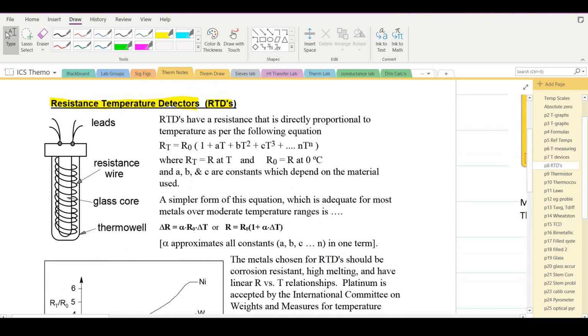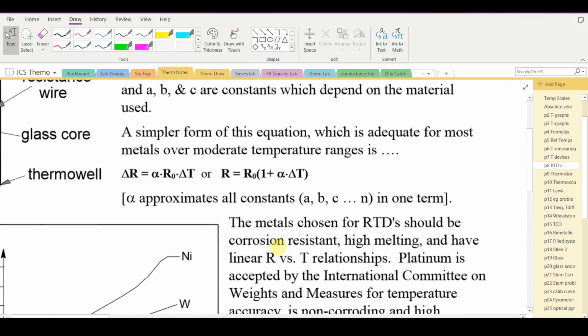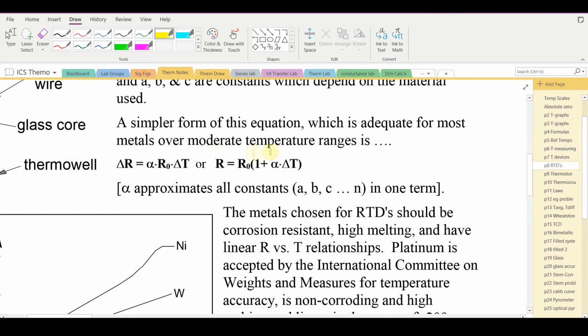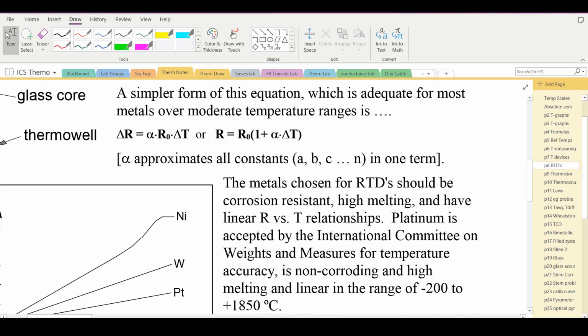There's a variety of formulas that have been used to fit resistance temperature relationships. We're going to use a simple one that works over moderate temperature ranges. Here's delta R, the change in resistance, equal to alpha R sub 0 delta T. Alpha would be the slope of this line. That would be the temperature coefficient of the particular material. Some respond more than others. R sub 0 would be an initial temperature, typically 0 degrees Celsius. And then delta T is the change in temperature.